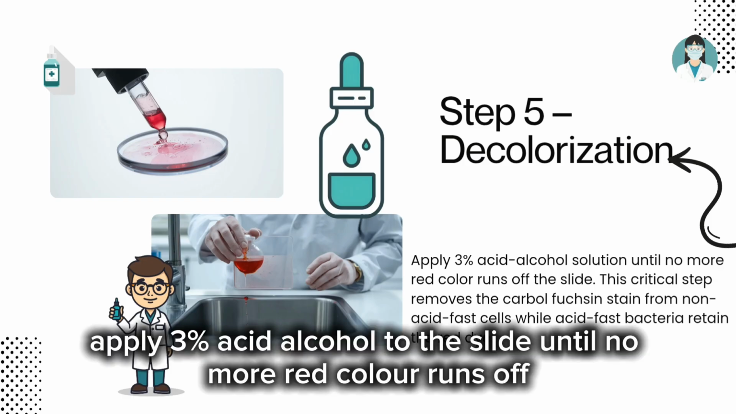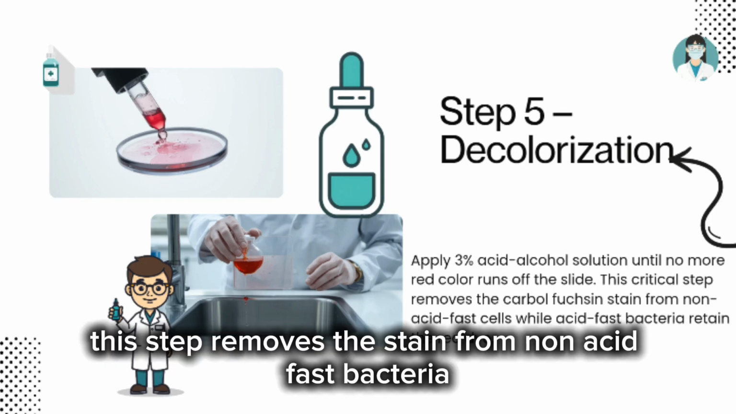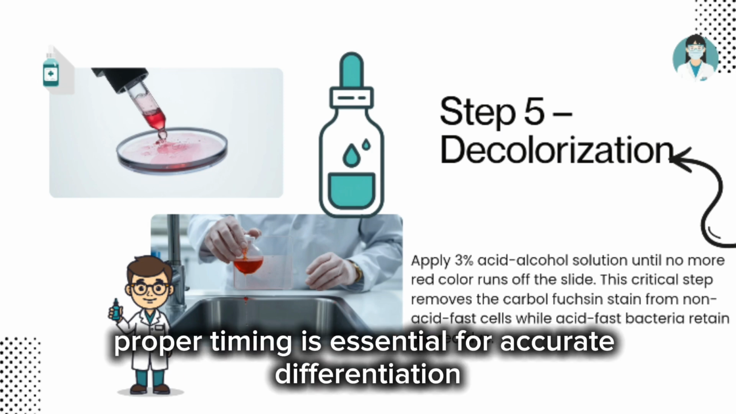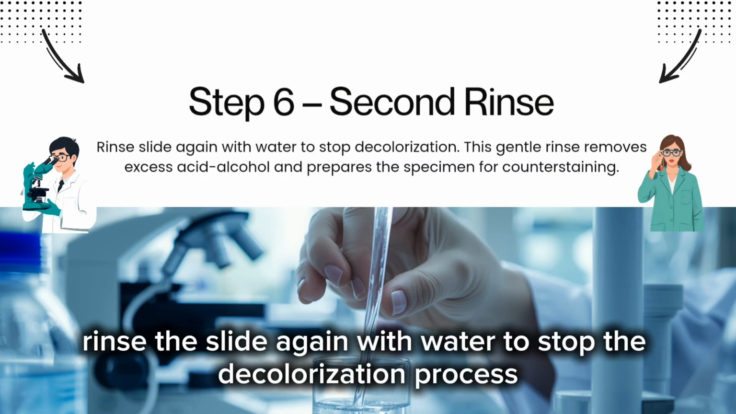Apply 3% acid alcohol to the slide until no more red color runs off. This step removes the stain from non-acid-fast bacteria, while acid-fast organisms retain the red color. Proper timing is essential for accurate differentiation. Rinse the slide again with water to stop the decolorization process.